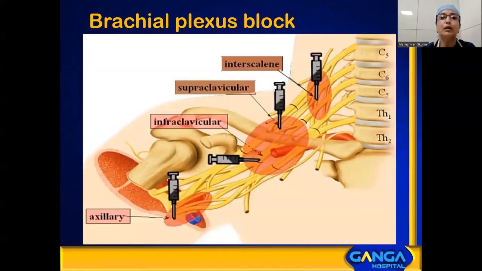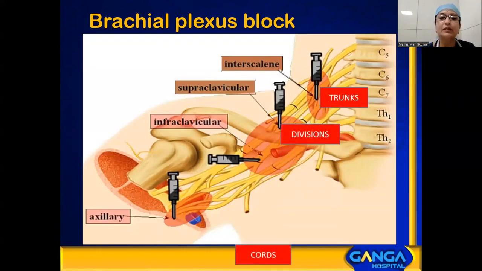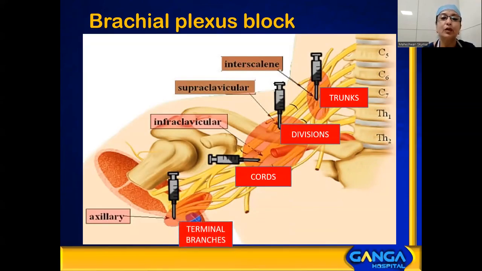The brachial plexus block approaches are named according to where the drug is deposited. When the drug is deposited at the level of trunks, it is called interscalene. At the level of divisions, it is called supraclavicular, subclavian, perivascular. At the level of cords, it is called infraclavicular, and at the level of terminal branches, it is called axillary.